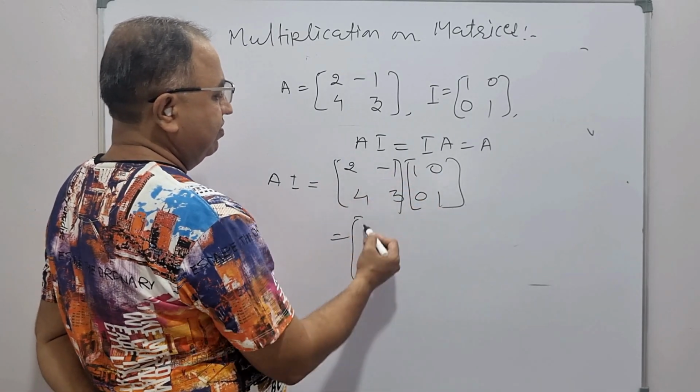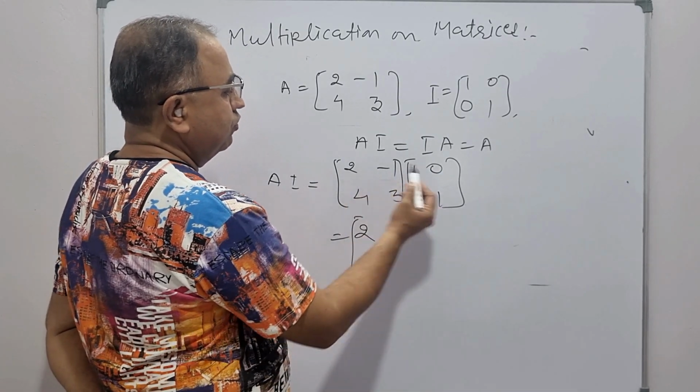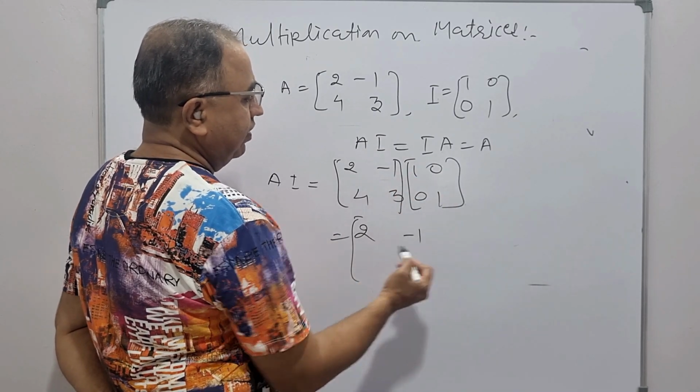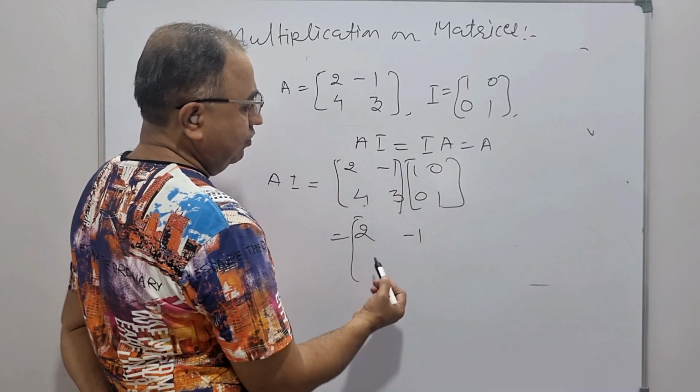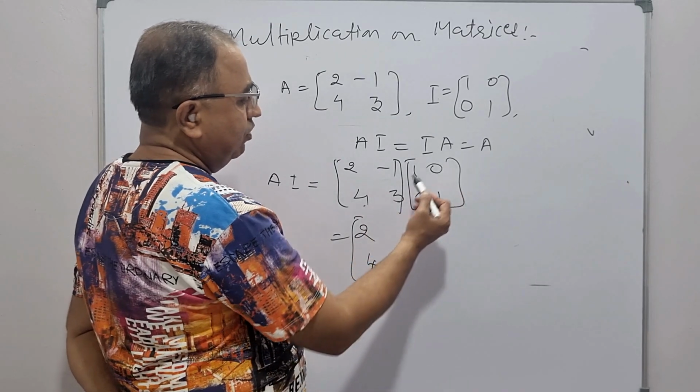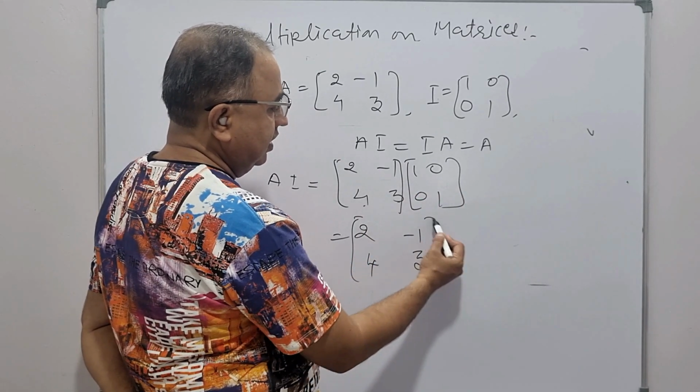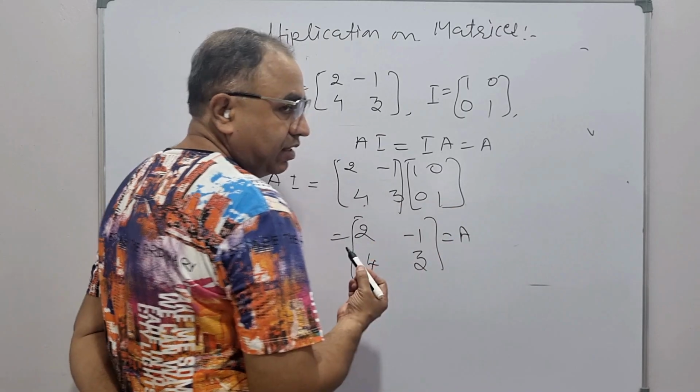First row, first column: 2 ones are 2, plus 0, it's 2. 2 into 0 is 0, minus 1 is minus 1. 4 ones are 4, plus 3 into 0 is 0, that means it is 4. 4 into 0 is 0, plus 3 into 1 is 3. So A into I is equal to A.